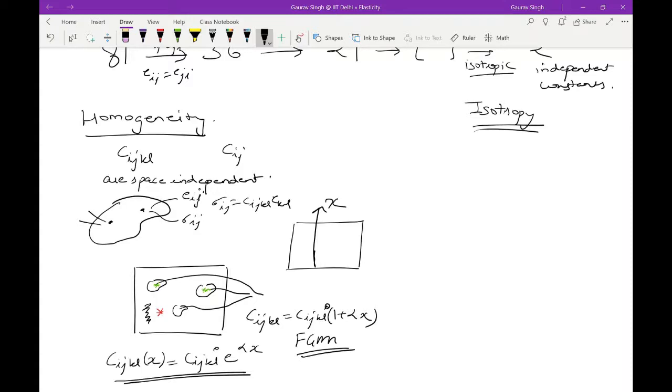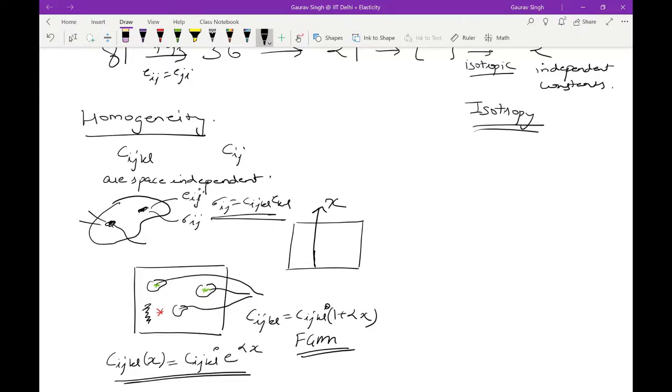Okay, so this is how the homogeneity can be explained, and our material has to be homogeneous, meaning Cijkl at every point in the solid will be the same. Obviously the strains can be different at this point and at this point, and hence the stress will be different because of Hooke's law, but Cijkl will be the same.